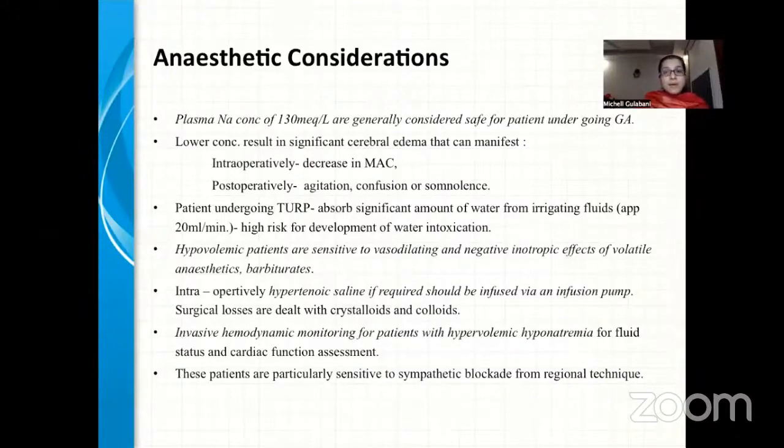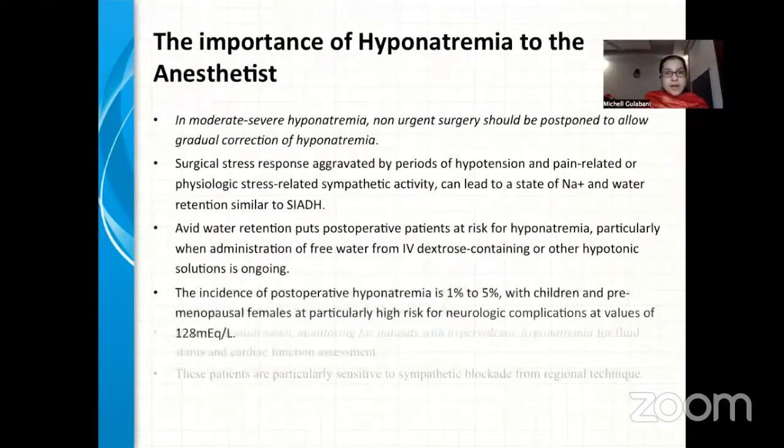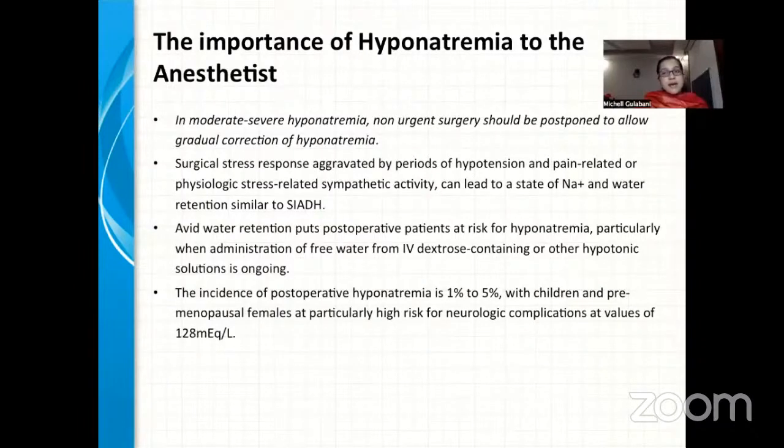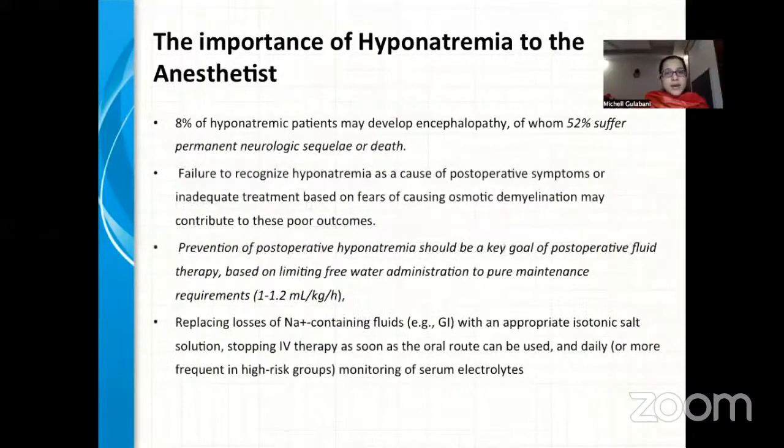And these patients will also be particularly sensitive to the sympathetic blockade from regional techniques. In moderate to severe hyponatremia, non-urgent surgery should be postponed to allow gradual correction of the hyponatremia. The incidence of post-operative hyponatremia is 1 to 5%, with children and premenopausal females particularly at risk for neurological complications at values of 128 milliequivalents per liter. So 8% of the hyponatremic patients develop encephalopathy, of whom 52% may suffer permanent neurological damage.